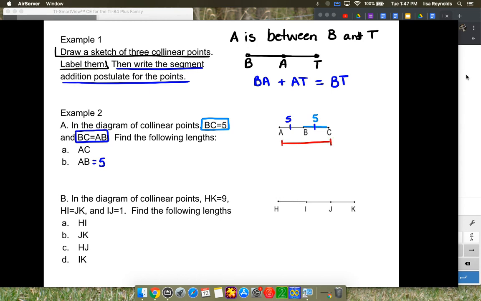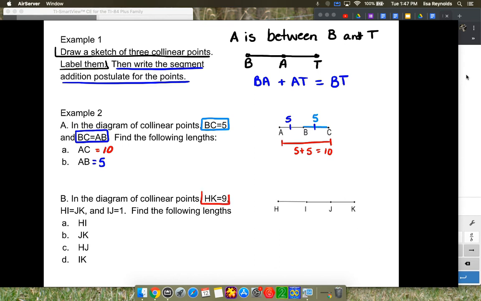So we use that segment addition. The first part plus the second part equals the whole thing. So AC is 10. The segment addition is not limited to a segment in 2 pieces. We can actually take a segment and divide it into as many pieces as we want. So that's our next example.